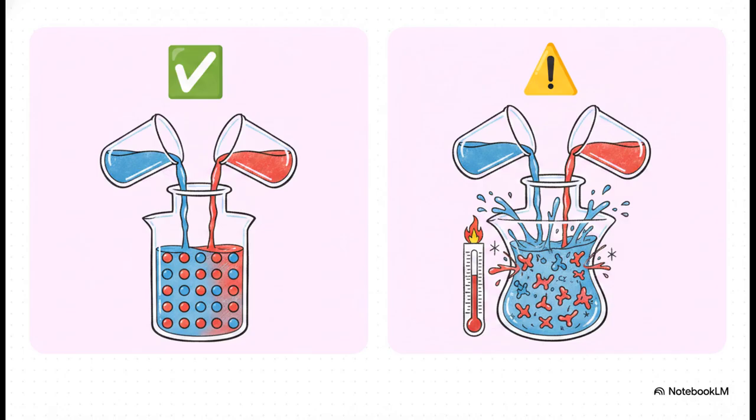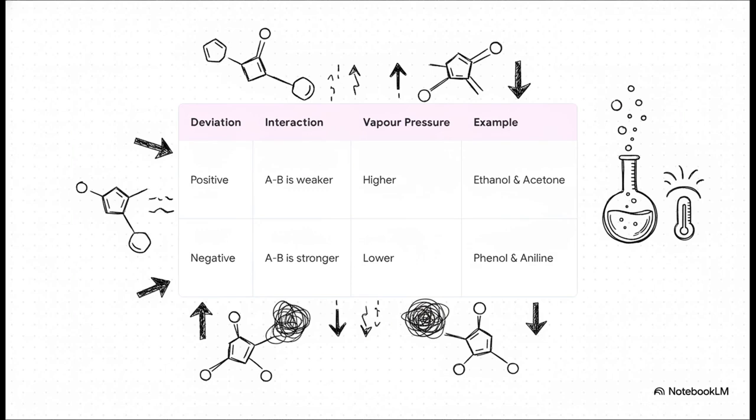This happens when the intermolecular interactions between A and B are perfectly balanced and equal to what they were in the pure substances. Non-ideal solutions, on the other hand, deviate from the math. Introducing a new substance completely disrupts those existing intermolecular forces, which changes how easily the molecules can escape into vapor. Let's break down those non-ideal deviations.